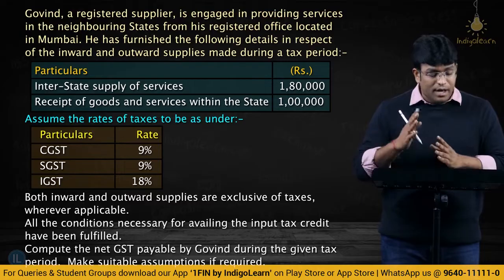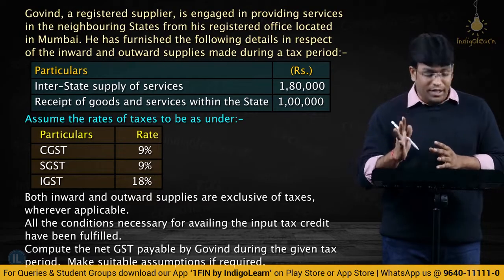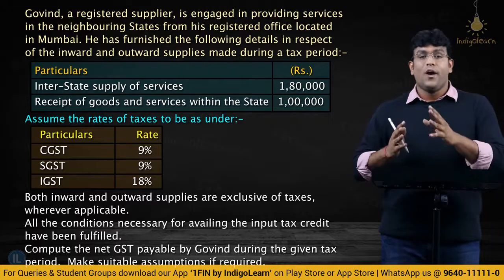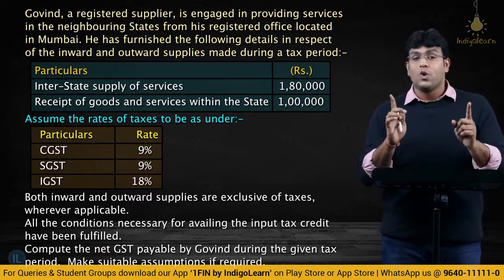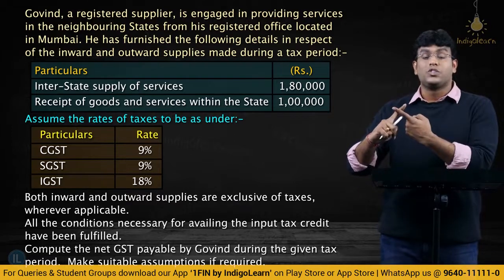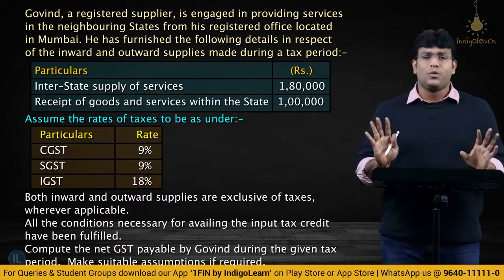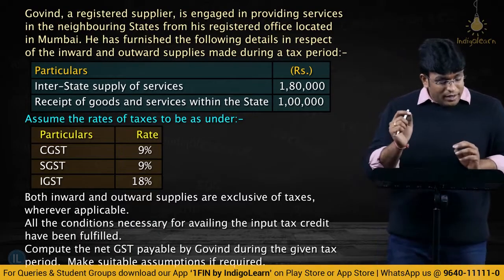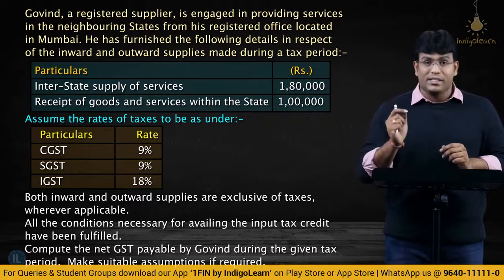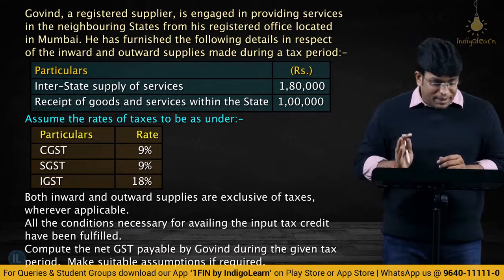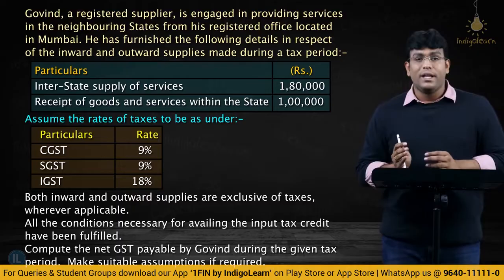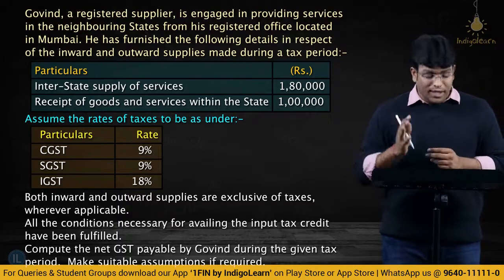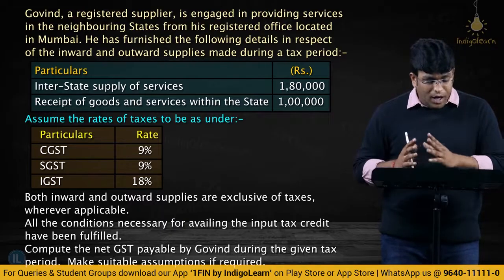Now, he has furnished the following details in respect of inward and outward supplies during a period. Interstate supply of service, they gave the figure of 1,80,000, and receipt of goods and services within the state is 1 lakh. I already told you that there is no concept called set off of goods only with goods, service only with service. We can happily set off goods with service, service with goods. There is no problem there. Correct? Next. They gave the rates of CGST 9%, SGST 9%, IGST 18%. Both inward and outward supply are exclusive of tax. All necessary conditions for availing credit have been fulfilled.